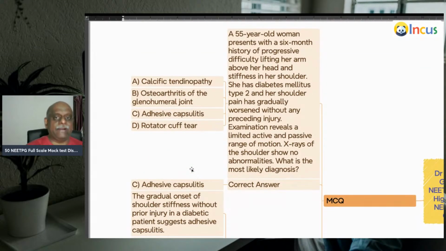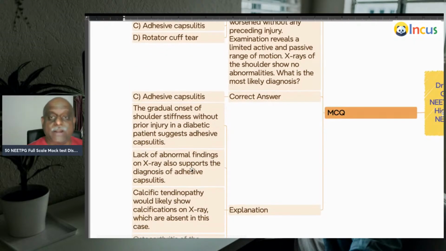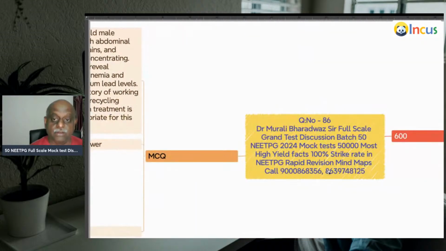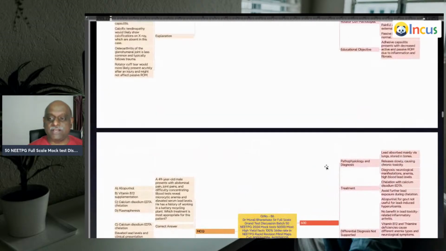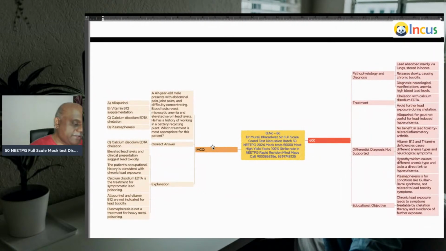A 55-year-old diabetic has limited active and passive range of motion, which is classical of a stiff shoulder, adhesive capsulitis, which is predisposed by diabetes. So this looks too fast, doctor, but let me tell you, if you solve these 200 questions before coming for the discussion, then this discussion looks very easy. If you don't solve them and just come extempore, it looks like I am running very fast. But I have no choice but to run very fast.